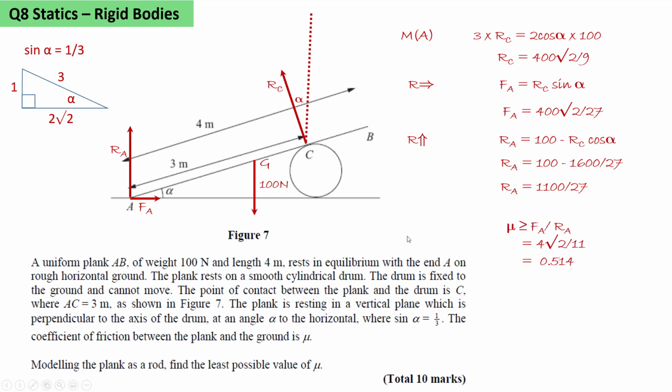so RA equals 1100/27. So mu must be greater than or equal to FA over RA. We substitute FA and RA and we get 4√2/11, and that equals 0.514. So this must be the least possible value of mu.